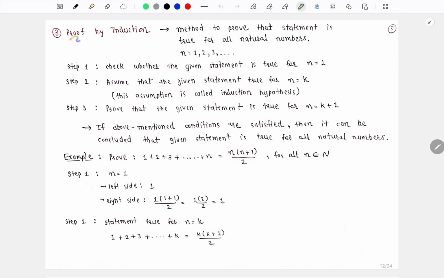Now we will see proof by induction. What is proof by induction? It is a method to prove that a statement is true for all the natural numbers. What are the natural numbers? 1, 2, 3, up to n. In this induction, we have to follow 3 steps.